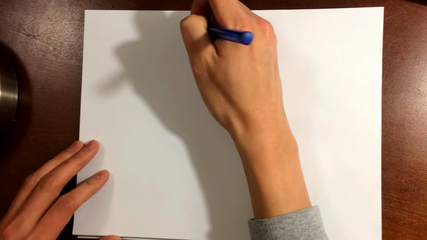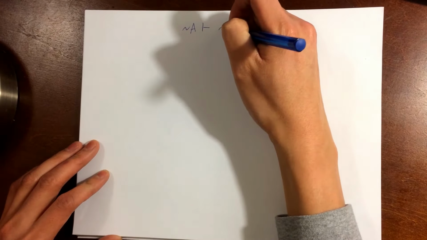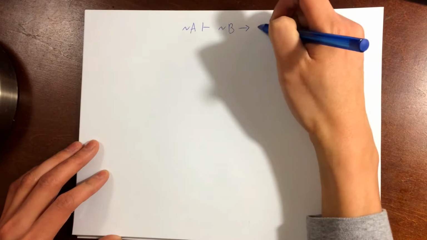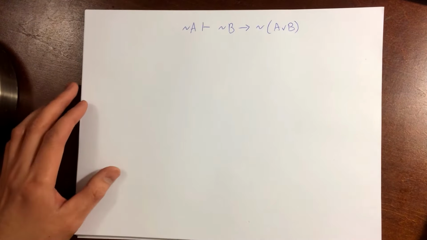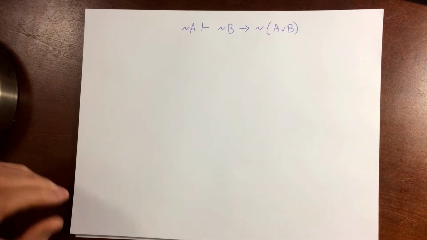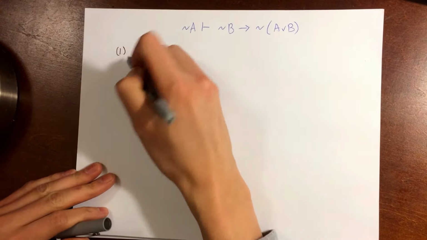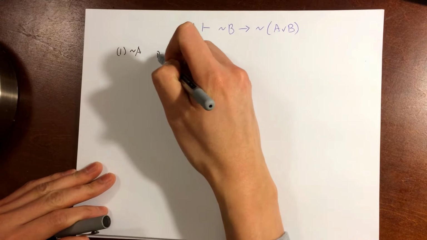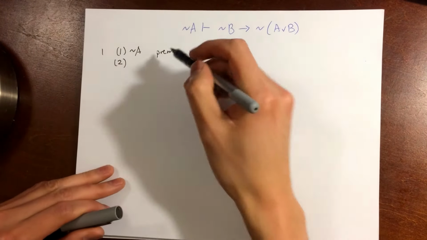To start off with, let's have a proof. Let's try to show that not A entails if not B, then not A or B. Right, and so to do reverse engineering, instead of starting from the beginning like we would before, we would go line 1, not A is the premise, and then we would move forward and try to figure out what we needed.